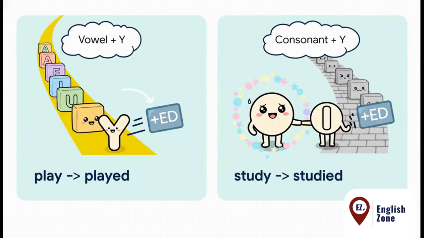Okay, so this is the crucial part, laid out right here. Let's look at the left column. If a vowel, A, E, I, O, U, comes before the Y, like in the word play, you just add ed like normal. Easy. But now look at the right side. If a consonant comes before the Y, like in study or cry, you got to do two things. First, change that Y to an I, and then add ed. So study becomes studied, and cry becomes cried. And that, my friends, is the entire secret to solving the Y puzzle.